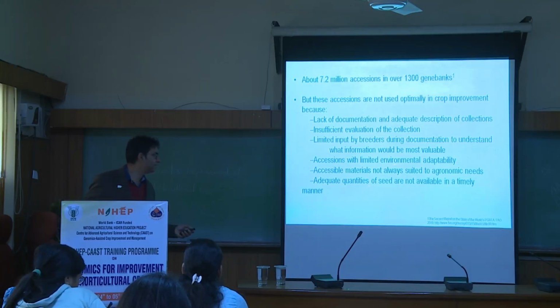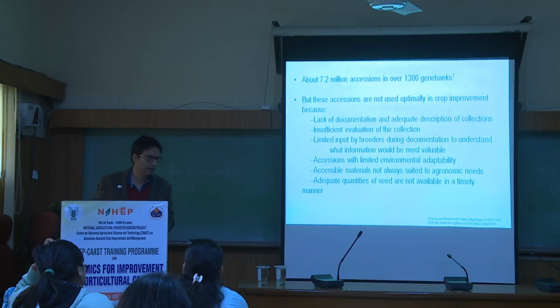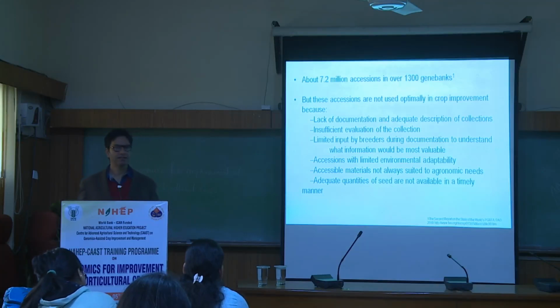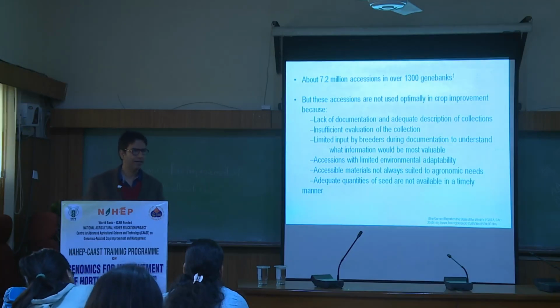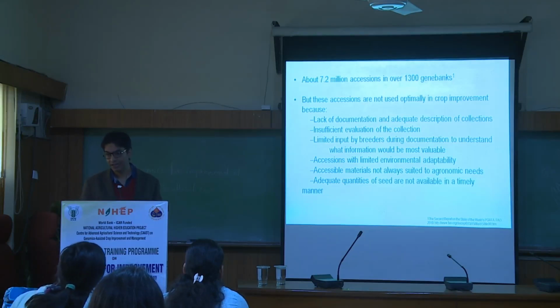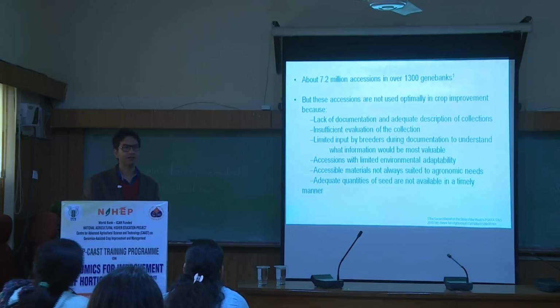So accessions with limited environmental adaptability, accessible material not always suited to agronomic needs. There is some material which you cannot grow everywhere. As we know in agriculture, one variety cannot be grown everywhere. Since I work on onion and garlic, I can tell you that there are some varieties which are very good in Maharashtra. When we grow them here, you can get good bulbs, but when you go for seed production of those, they will not grow very well.